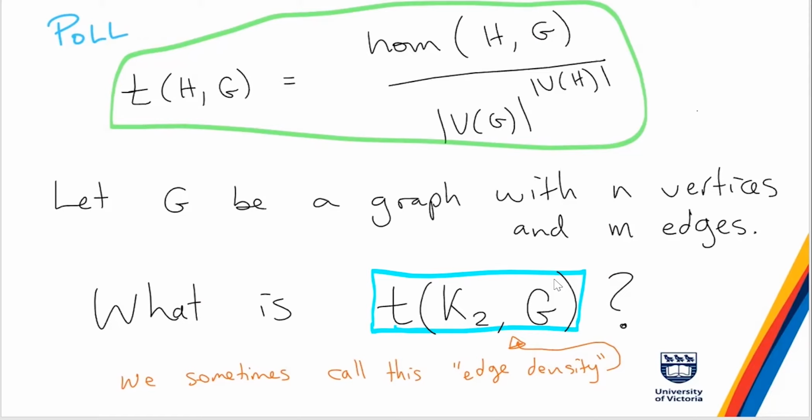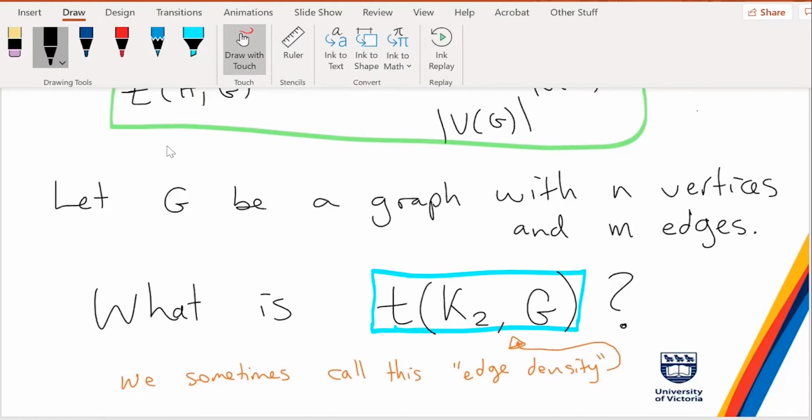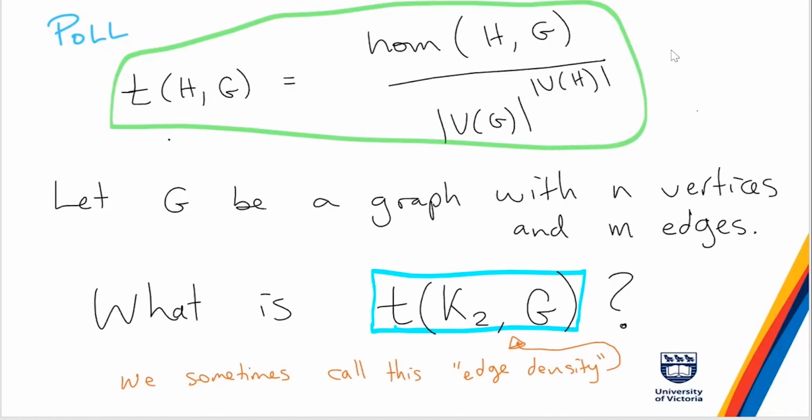Okay, so we're getting some answers coming in the poll. All of them are kind of in the right direction. Not all of them are right, but a lot of them just have one piece missing, I guess. So what's the denominator? This one's easy, I think, when I'm dealing with K2. Exactly, the denominator is just n squared. It's n, the number of vertices of G, to the number of vertices of H. H is K2, so it's n squared.